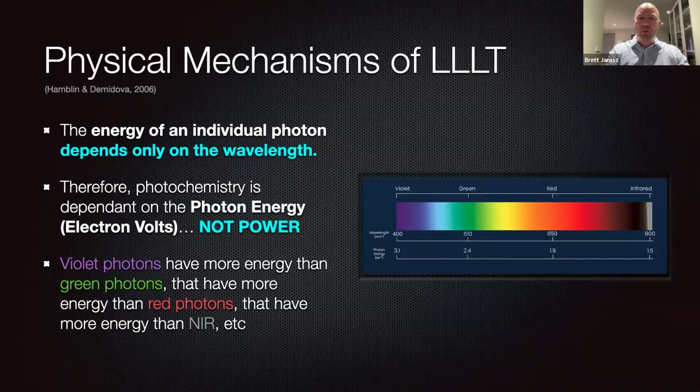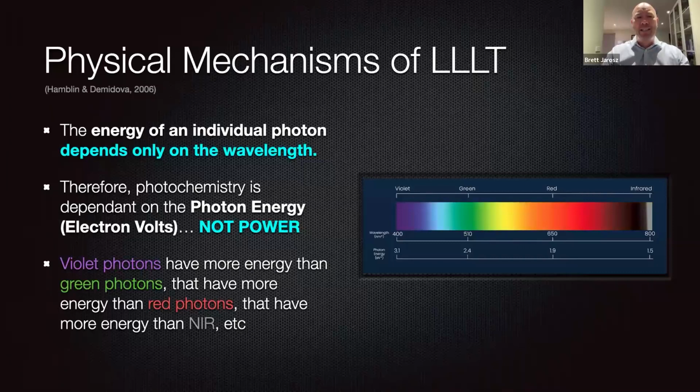But we can see that as we go to the left and as we get towards violet, the more energetic the light is. Violet has more energy, more electron volts. So the information there on the left of the screen: the energy of an individual photon depends only on the wavelength. How much energy has got to do with color, not what a company says, my laser, my LED, my whatever, has this much power.